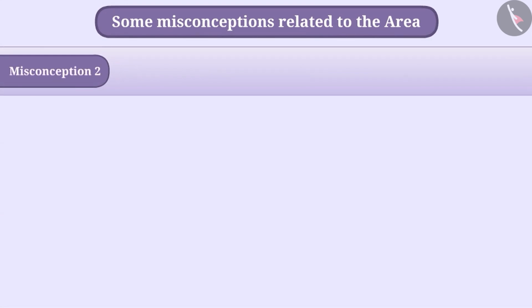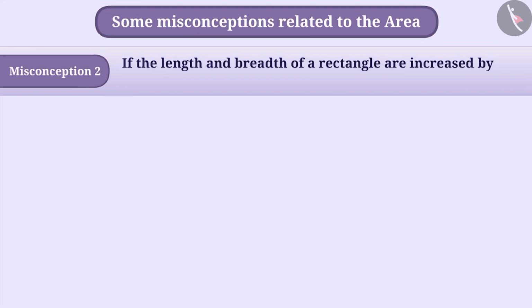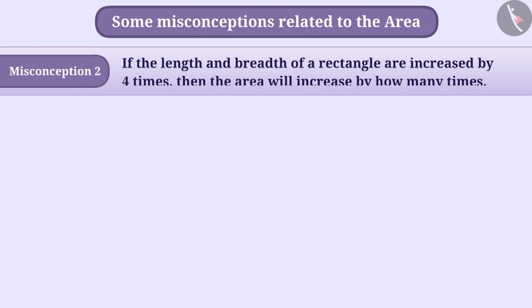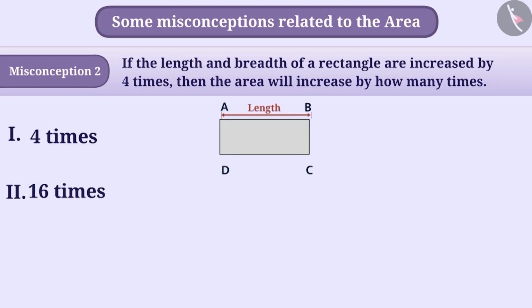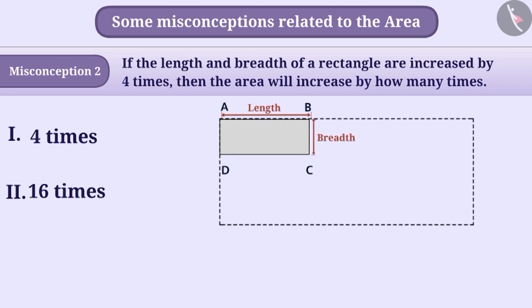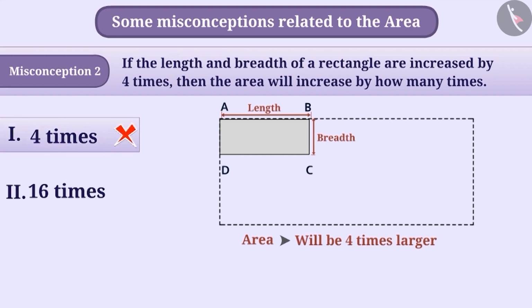Misconception 2. If the length and breadth of a rectangle are increased by 4 times, then the area will increase by how many times? Some students believe that since the length and breadth have been increased by 4 times, so the area will also be 4 times larger. With this understanding, students select option 1, which is the wrong answer.